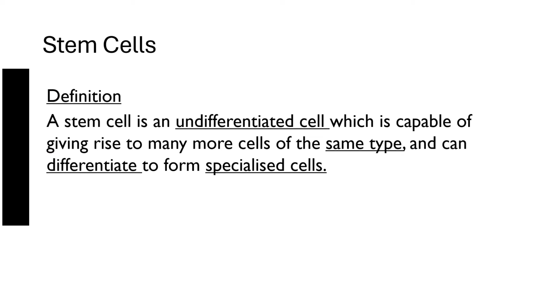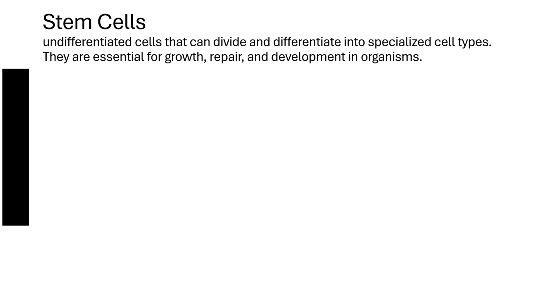So first of all, stem cells are undifferentiated cells, and they're capable of giving rise to many more cells of the same type, so they can produce other stem cells, but they can also differentiate to form specialized cells. Specialized cells are cells that do a specific job. So they're essential for growth, repair and development in organisms.